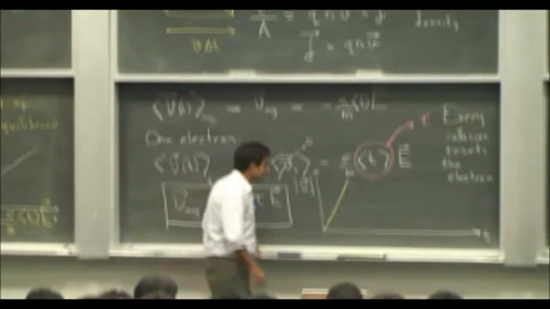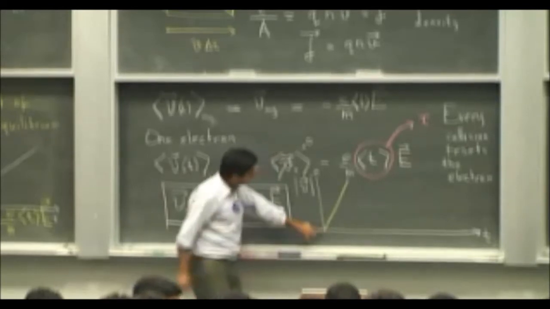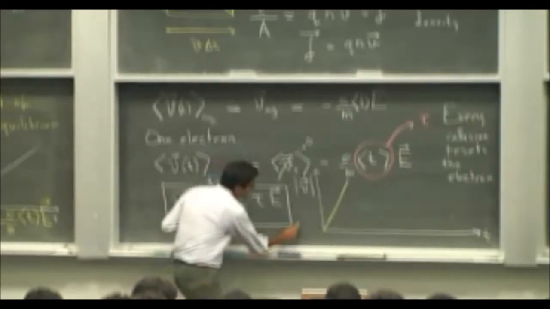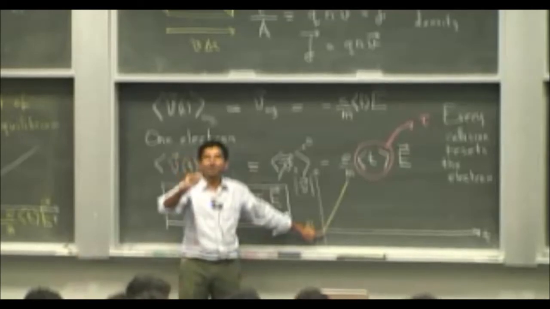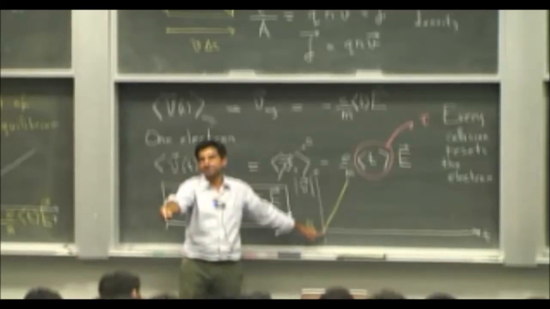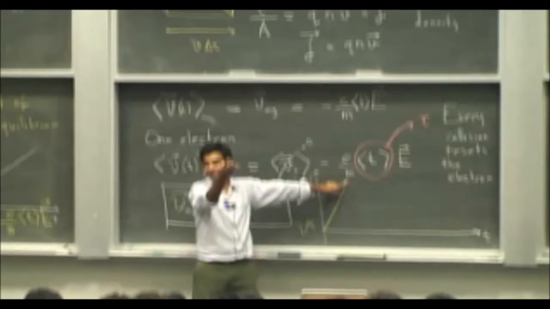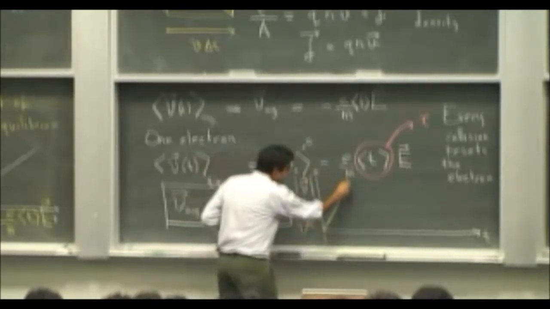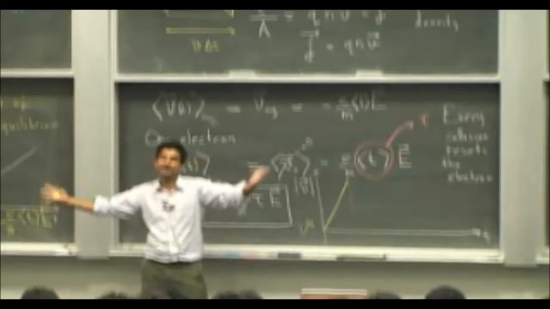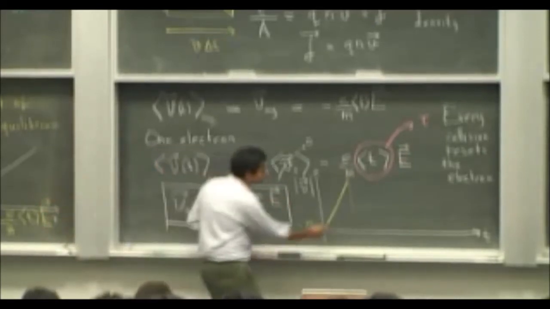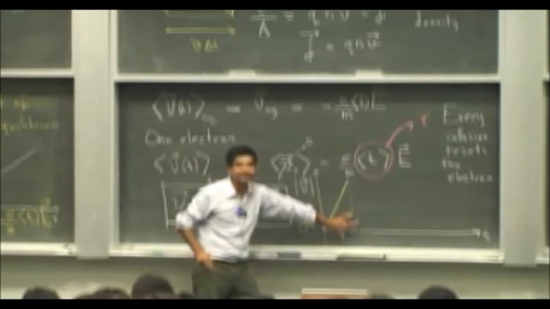If this point is not 0 speed, I call this point V thermal. So this point is the thermal speed. Suppose the electron started off at the thermal speed. With the presence of an electric field, its speed goes up, it goes beyond the thermal velocity, and it undergoes a collision. After the collision, the electron starts off at a new speed, anything between 0 and the thermal speed. Suppose it starts off here.